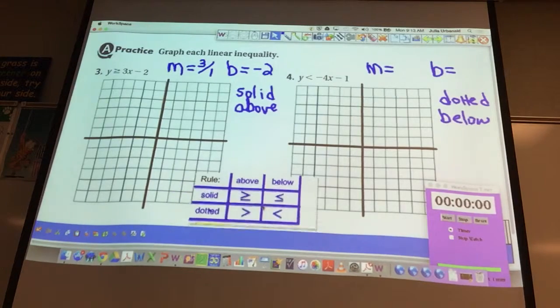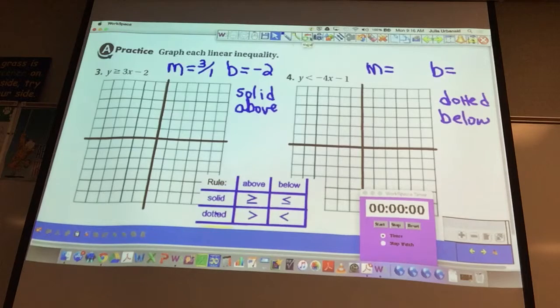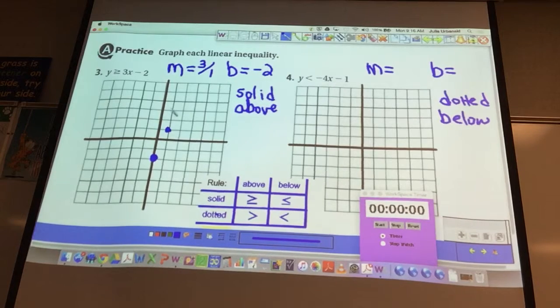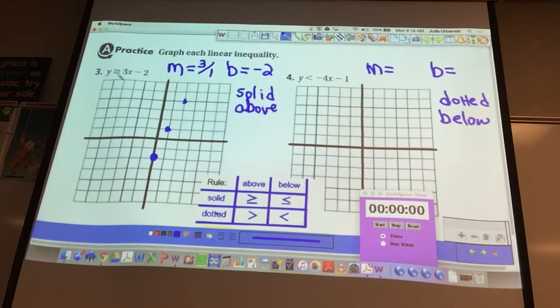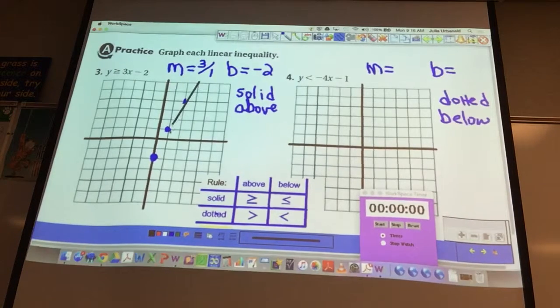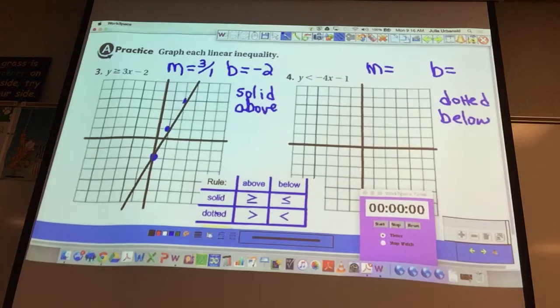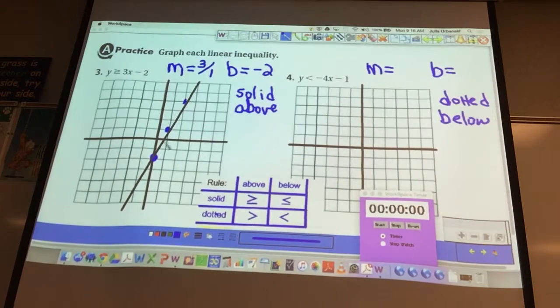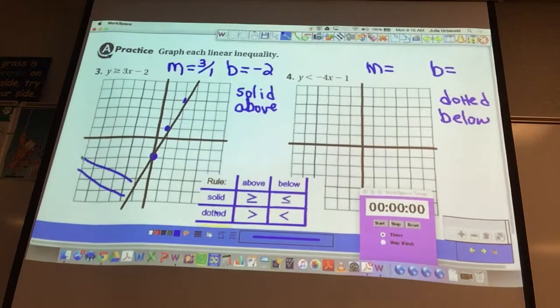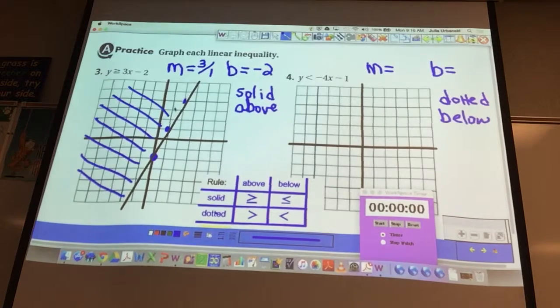Alright, here's the chart. Solid and above, that's the first thing you have to decide. You start at the -2. You go up 3, 1, 2, 3, right 1. And I made it solid because it has the or equal to part on it. And then it gets shaded above because it's greater than. To shade it above, all you have to do is go to the y-intercept and shade up from there. So all of these parts need to be shaded. And I call it D.